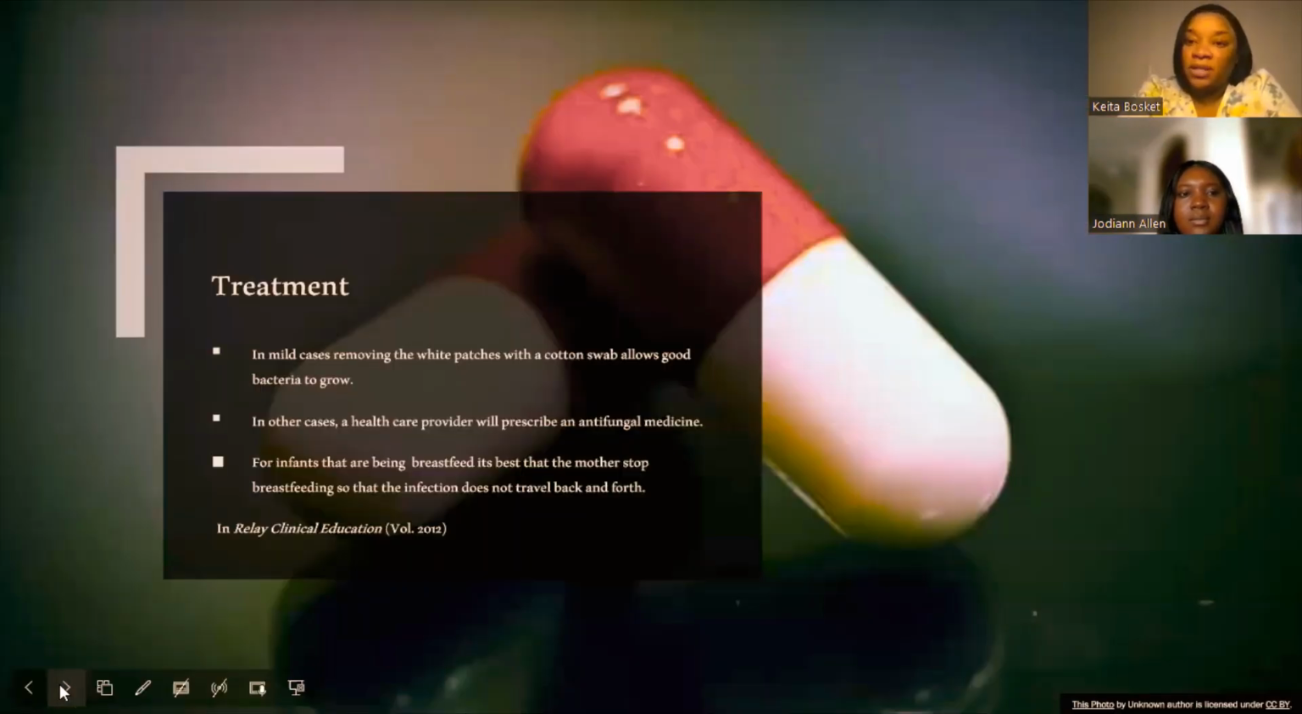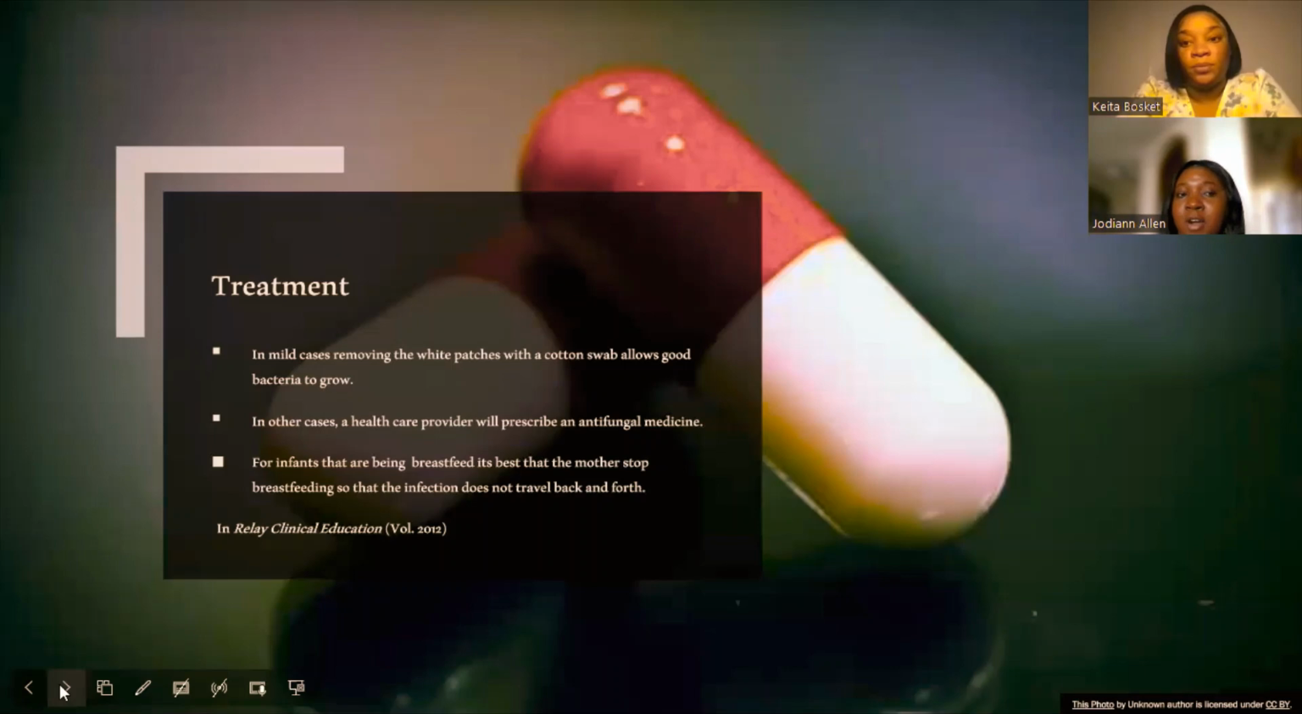Some of the treatments that the doctor may provide are an antibiotic, or something as simple as removing the white, yellow patches from your tongue. If you're breastfeeding as a mother, it's best that you stop breastfeeding so that you and the baby do not give it back and forth to one another. It's best to take care of the thrush that may be on the baby and on you as the mother as well.